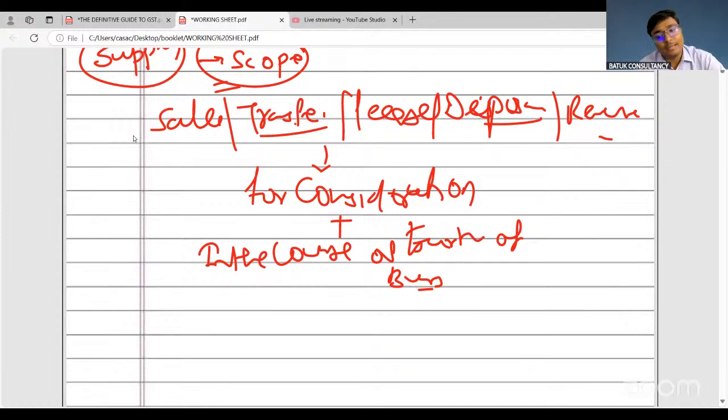Now, yes, deposits are not covered under the definition of supply, but we'll share the logic with you. That will also be covered in today's session, or in tomorrow's session at the maximum. Now, sale, transfer, lease, disposal, agreed to be disposal, barter, exchange, everything is there for a consideration in the course or furtherance of business. These two conditions are there.